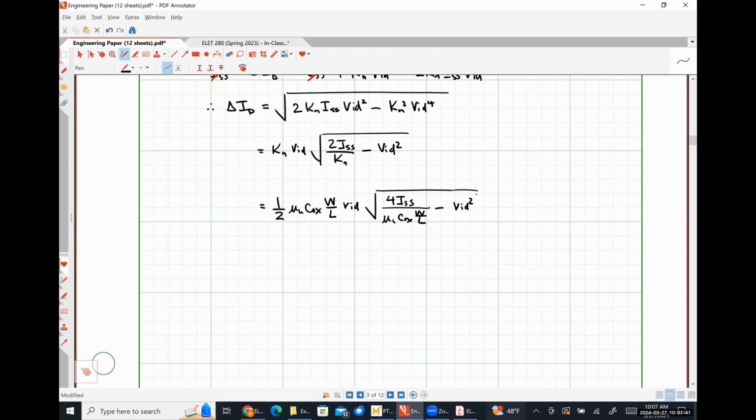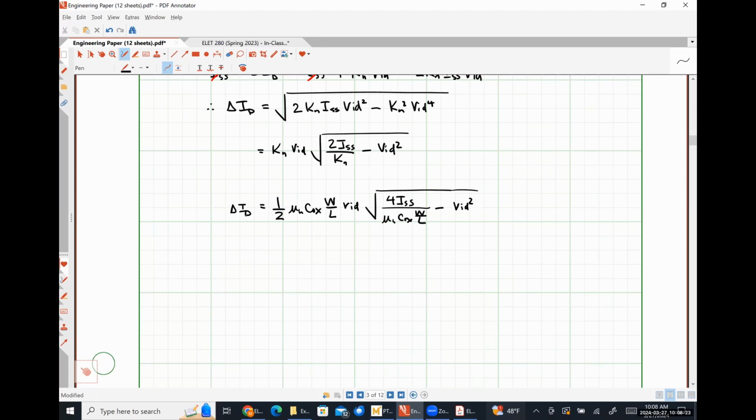Okay. So what's happening when our differential input voltage V_ID squared gets to be the same thing as 4 I_SS over mu_n C_ox W over L? That bit under the square root sign is going to go to 0, which means our differential current is going to go to 0. Does that make sense?